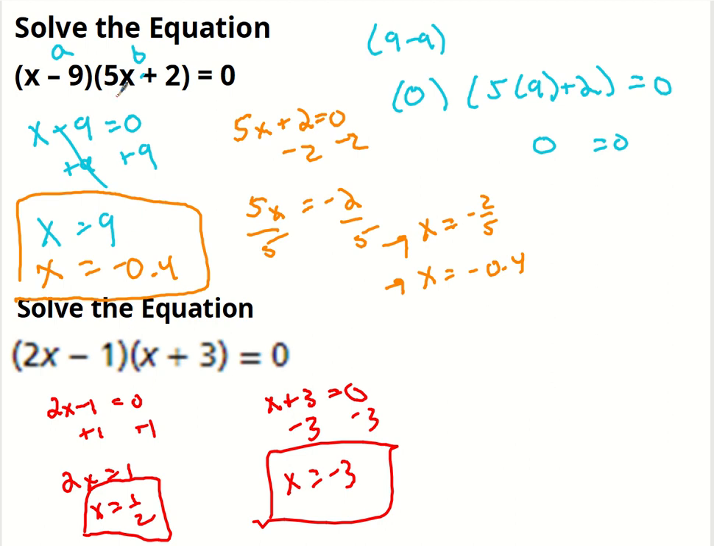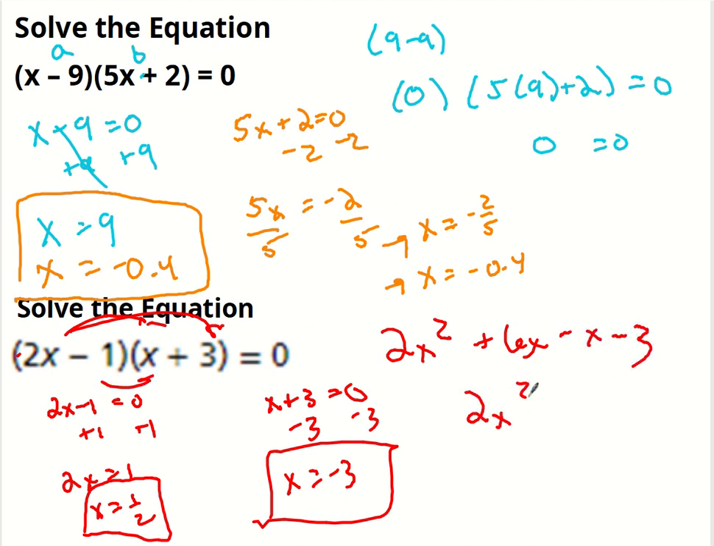Now, these are quadratics, because if I were to multiply these, 2x times x, that's 2x squared. If I were to actually simplify these to get rid of the parentheses, this would give me 6x, negative x, negative 3. So this actually simplifies to 2x squared plus 5x minus 3. So this is a quadratic equation.